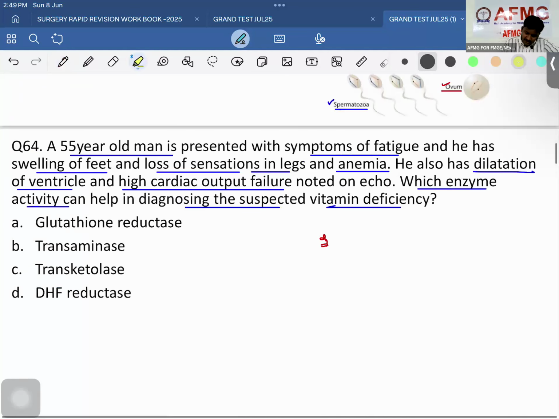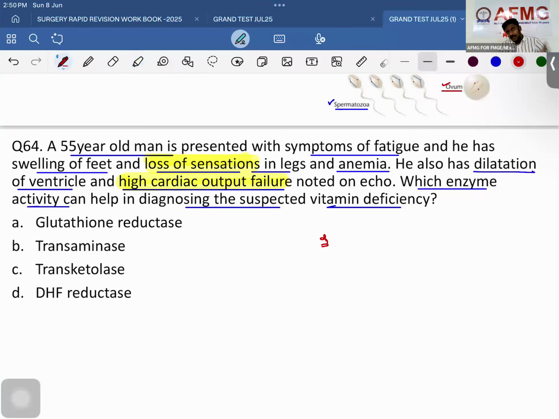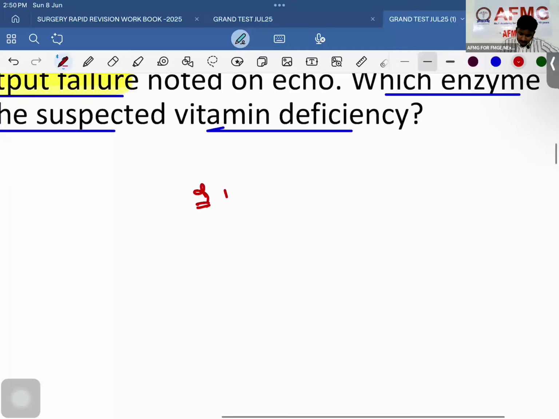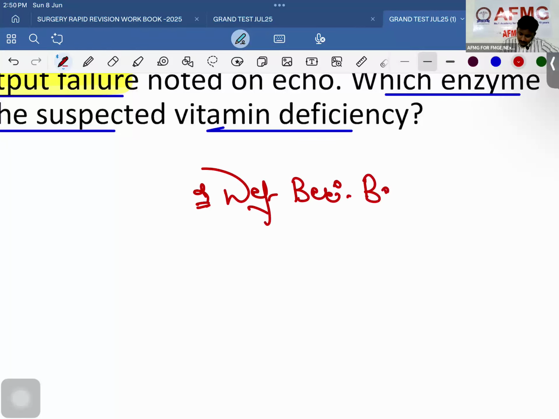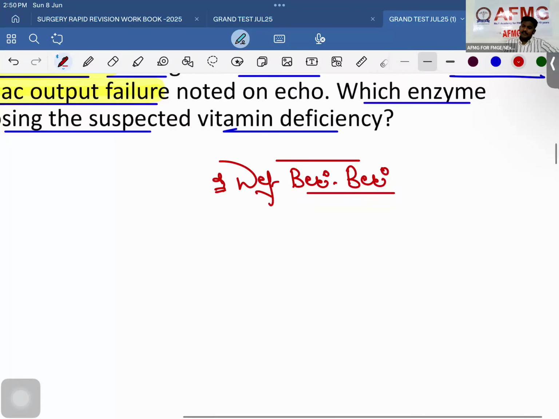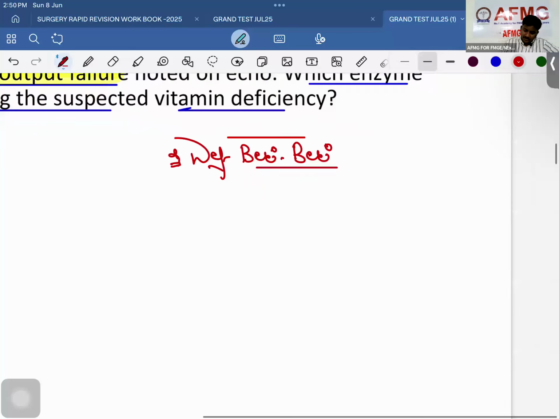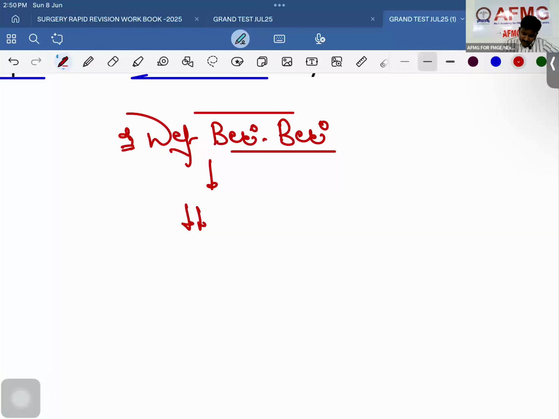Patient is definitely having features like high output cardiac failure, along with swelling of feet and loss of sensation, that is peripheral neuropathy. Neuropathy along with heart failure. We know that whenever a patient has CVS, that is cardiovascular features, that is heart failure, along with neuropathy, it has to be a case of wet beriberi. Only neurological features will be dry beriberi. Is that clear? So wet beriberi is the diagnosis, and wet beriberi happens due to deficiency of which vitamin?